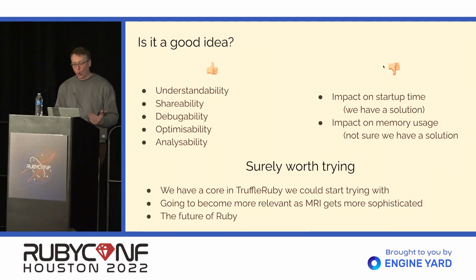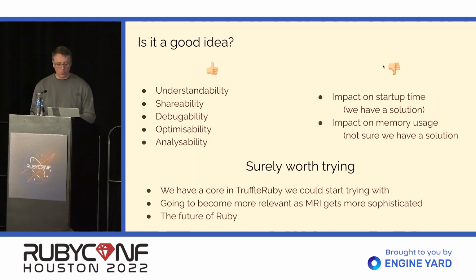We've already got a core in TruffleRuby we could start trying this out with. It's going to become more relevant as MRI gets more sophisticated with things like YJIT. I think this could be a future of Ruby to build it into a direction that is higher performance, has better tooling, is better able to develop and adapt over time with a better core library.